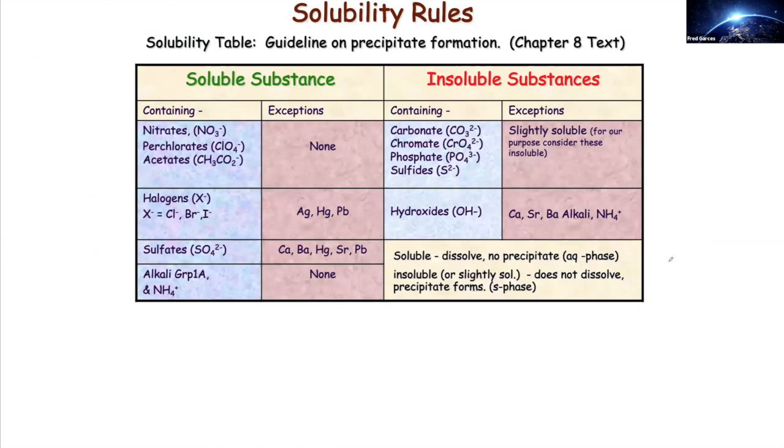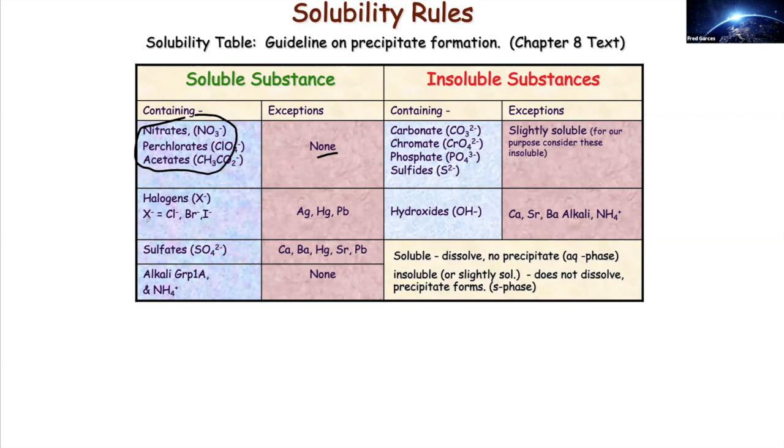So for double displacement reactions, make sure you understand how to read something called the solubility table. Let me just give you a review on the solubility table. The solubility table tells you which chemicals, when placed in water, will dissolve, and which chemicals, when placed in water, will give you a precipitate, a solid. Any chemical that has nitrate, perchlorate, or acetate as the anion is automatically going to dissolve. There are no exceptions. Anything with nitrate, perchlorate, or acetate, all of it dissolves. Okay.